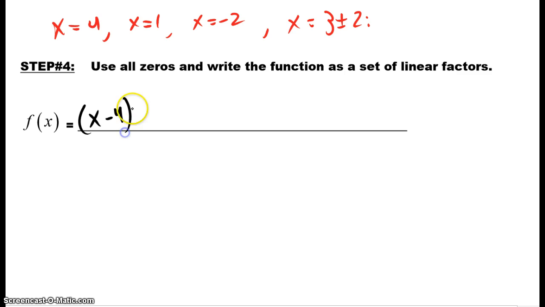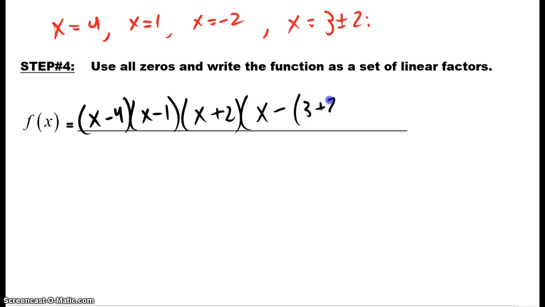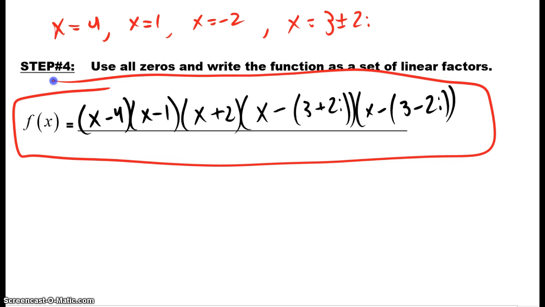x minus 4, x minus 1, x plus 2, and then my complex x minus (3 plus 2i) and x minus (3 minus 2i). I have now taken that degree 5 polynomial and written it as a set of linear factors. Hope that helps. Have fun!